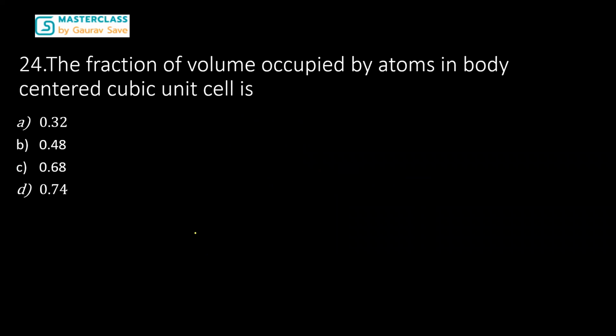Next, the fraction of volume occupied by atoms in body-centered cubic unit cell is. Okay, so in case of body-centered unit cell, the correct answer is 0.68. For BCC, fraction of volume occupied is 0.68. Guys, look carefully. They have also given us fraction of void. ठीक है, so some people might rush into it and they might take option A because it looks similar, but they have asked fraction of volume occupied, not unoccupied.